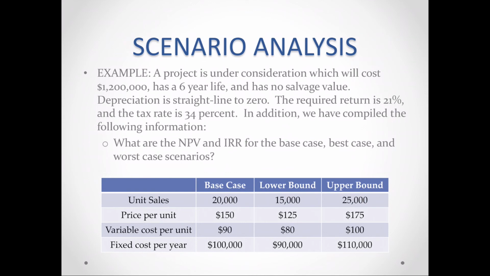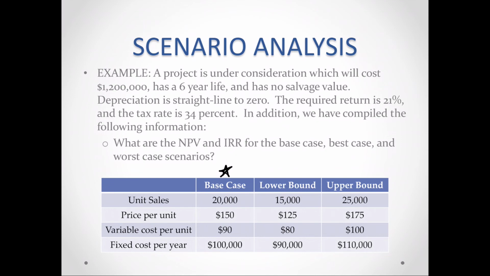What are the net present value and internal rate of returns for the base case, best case, and worst case scenarios? So here we have our initial projections, your base case. Base case, we sell 20,000 units at $150 per unit. It's going to cost us $90 per unit to produce or manufacture this particular item, and our fixed costs per year are $100,000.